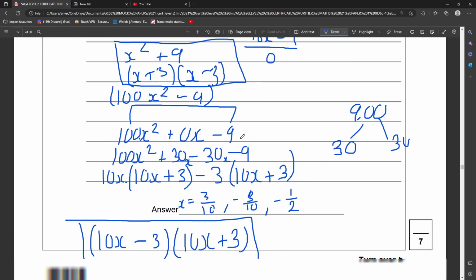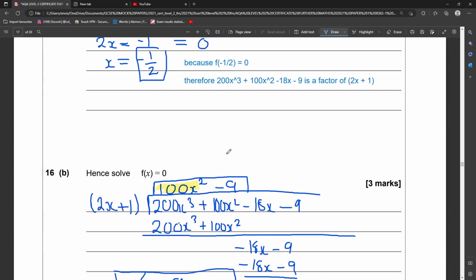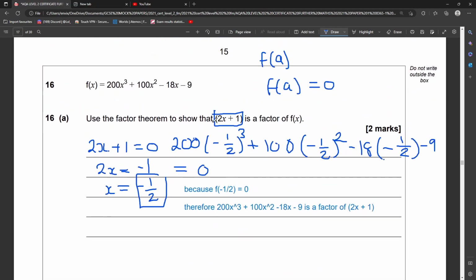And then that's it. So that's how you use factor theorem for both steps, how you make it equal to 0.